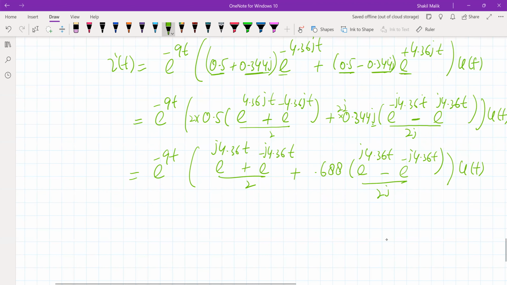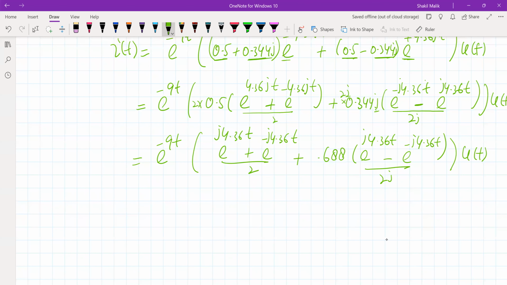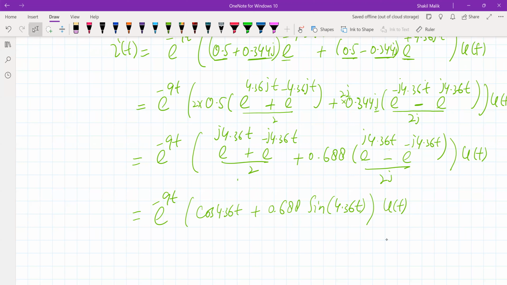So we are left now. You can check this: e to the power of j theta plus e to the power of minus j theta divided by 2 is cos theta, and e to the power of j theta minus e to the power of minus j theta divided by 2j is sine theta. So we can write it as e to the power of minus 9t times 0.5 cos of 4.36t plus 0.688 sine 4.36t, and outside we have u of t. This is the current.